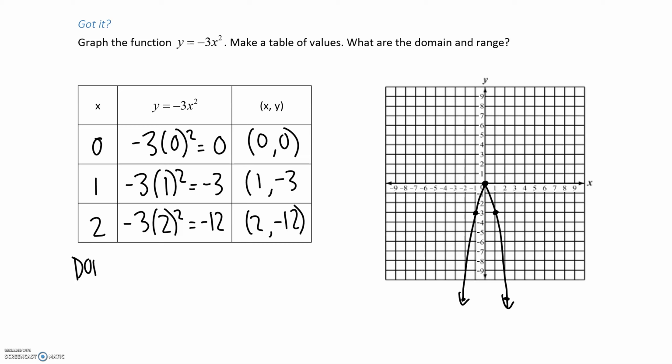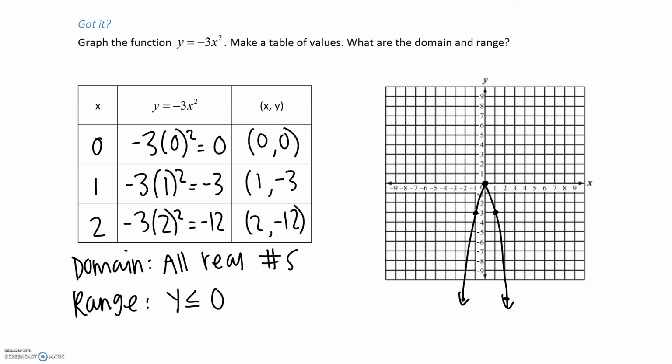Okay, so our domain for all parabolas will be all real numbers, and our range. Since this parabola is pointed down, that means we're going to have a maximum, which means that y is going to be less than or equal to 0. Because we don't have any y values that are going above that vertex. We only have y values that are going to be below that vertex.